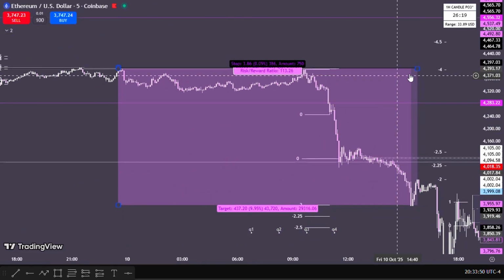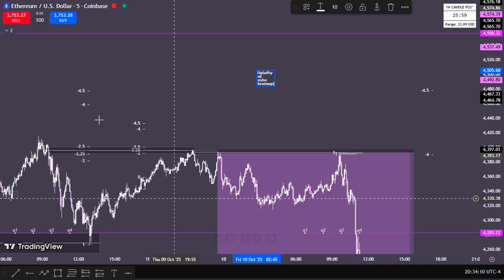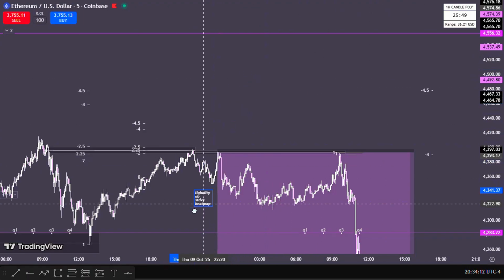But yeah, so confluences, real quick: liquidity, order block, standard deviations, and heat map. This is pretty much how I called this trade.